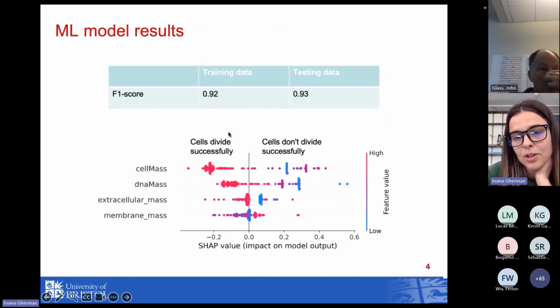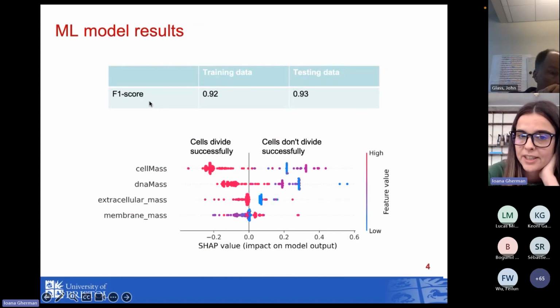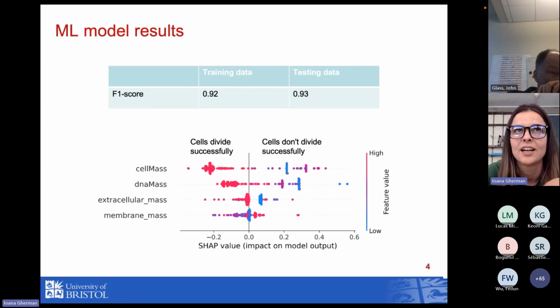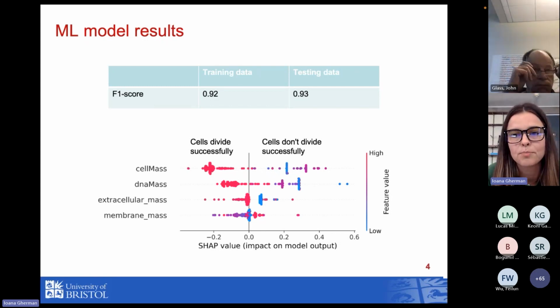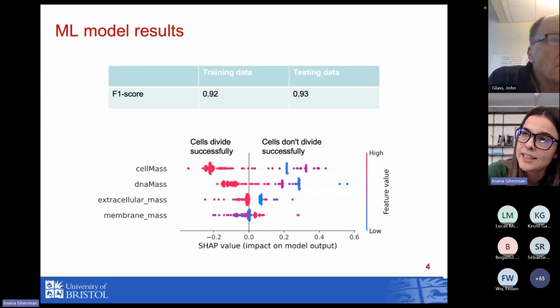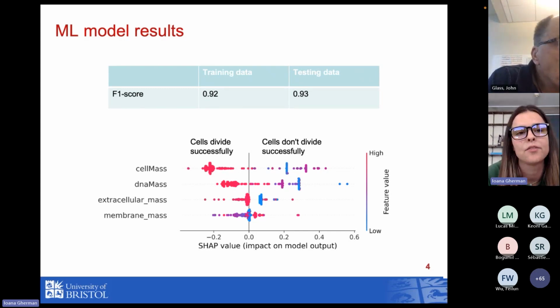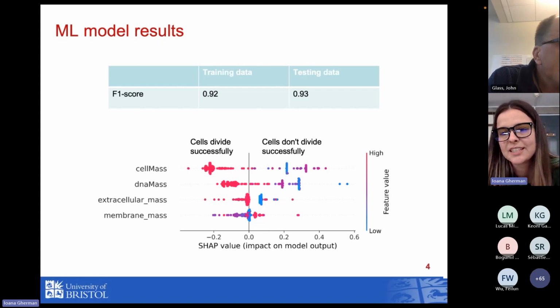So this model actually worked quite well. We had an F1 score of above 92%. This is a way to measure accuracy that takes into consideration both the false positives and the false negatives. So it works when the data is unbalanced, like if we have more cells that don't die and fewer cells that die, which is the case here.